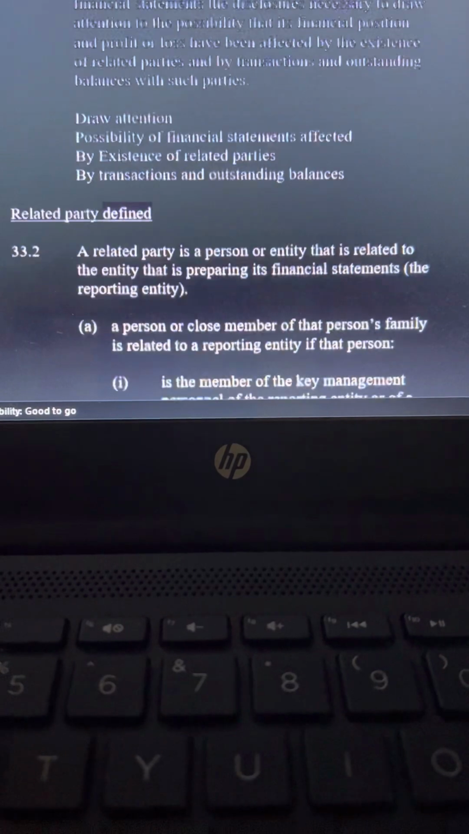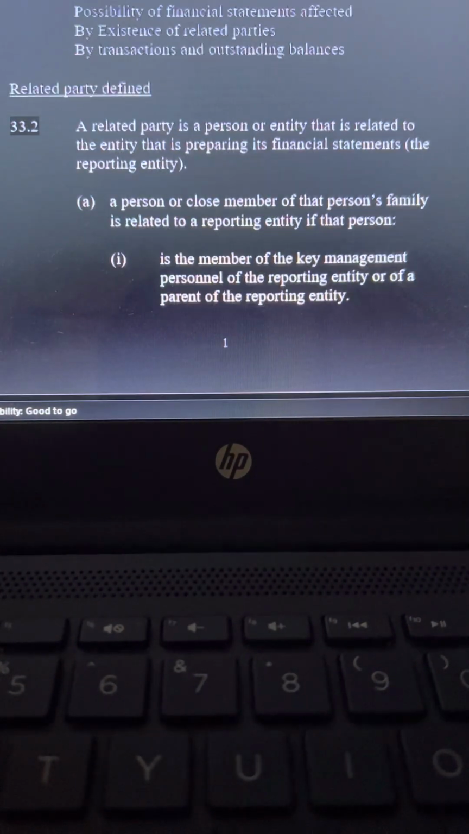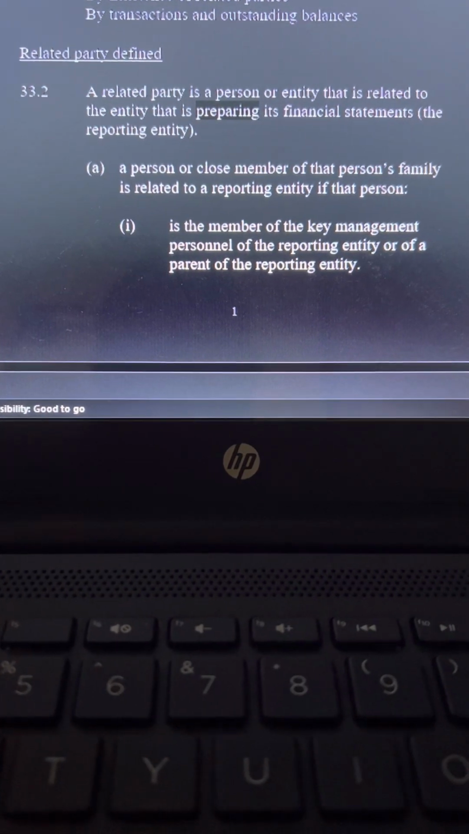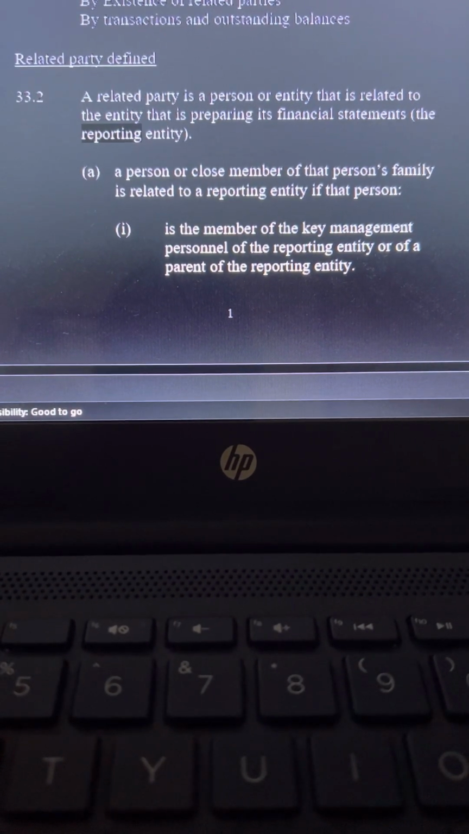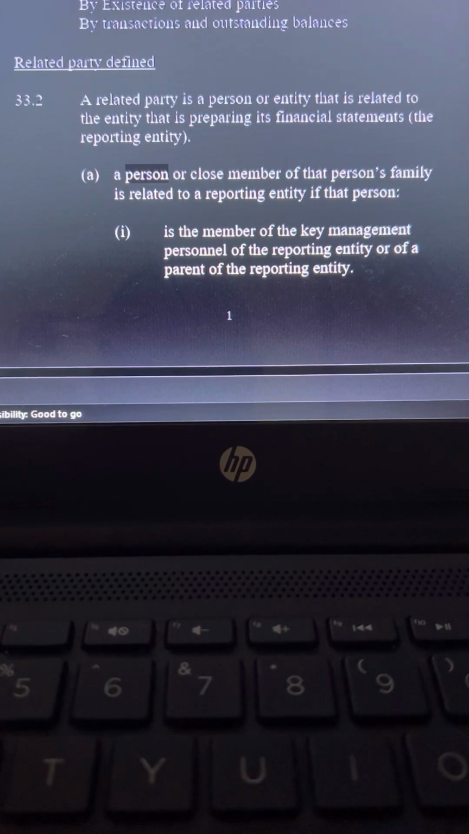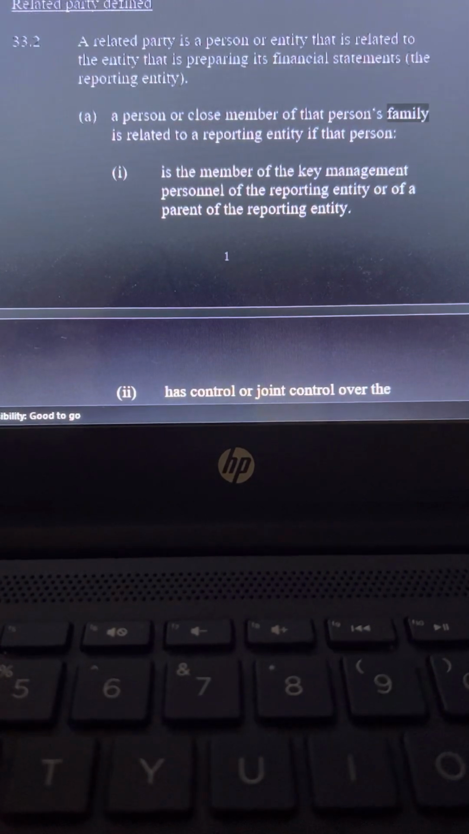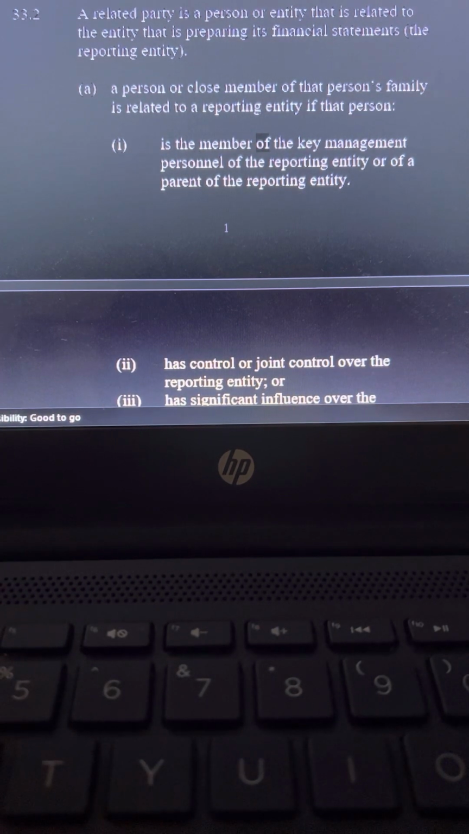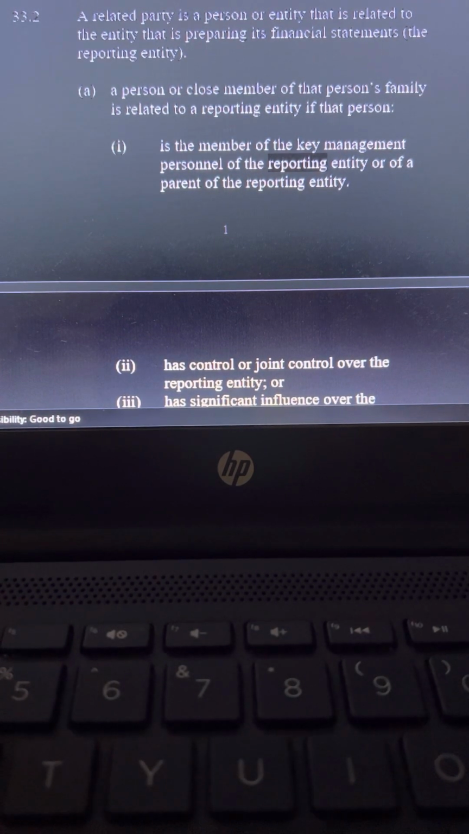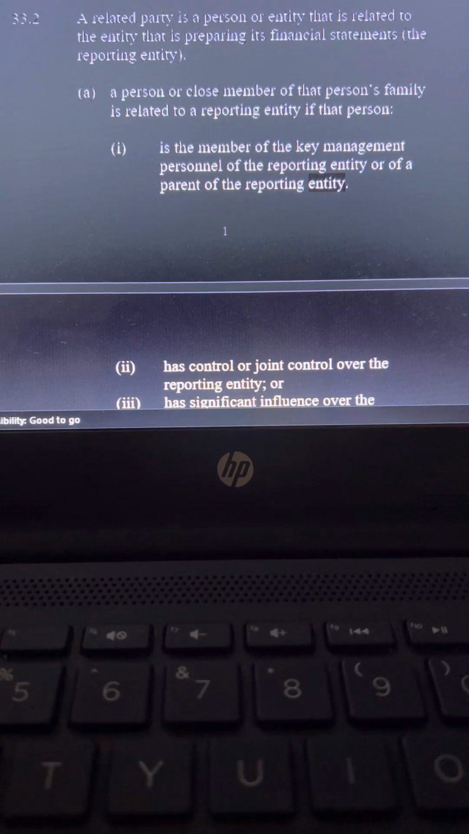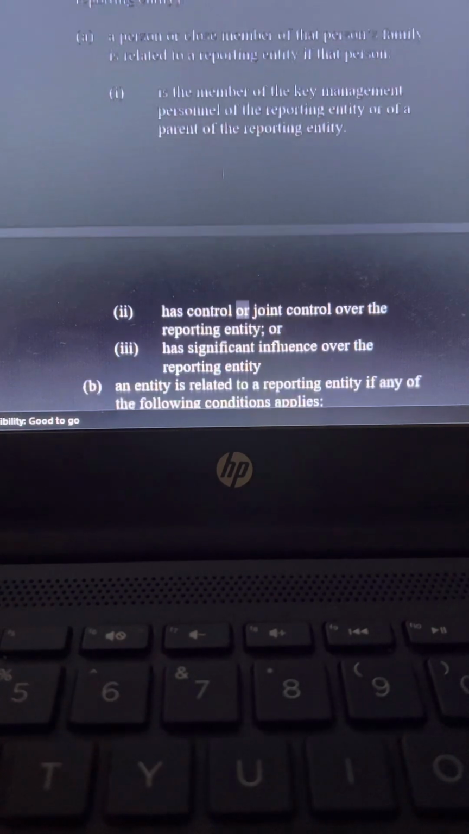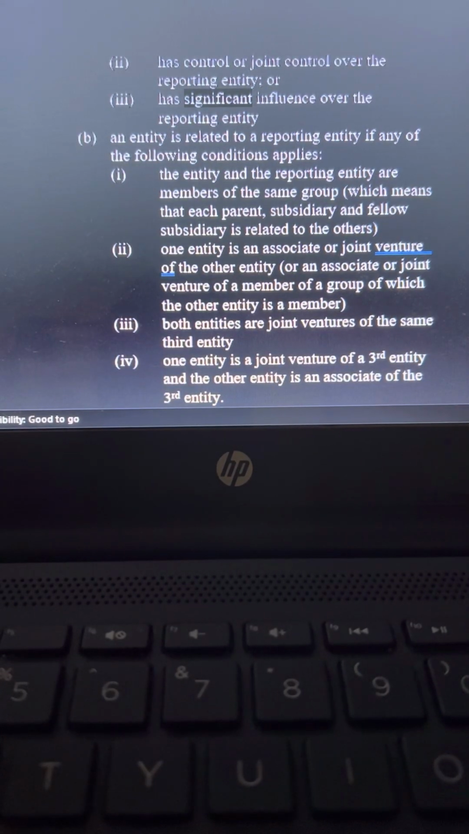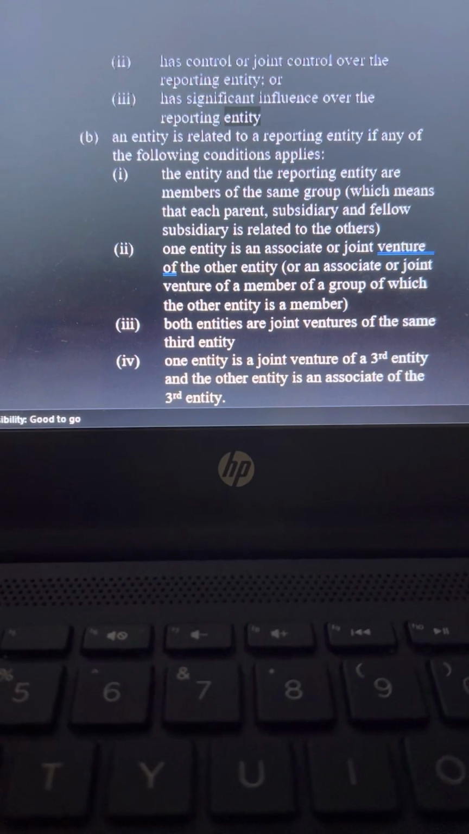Related party defined. 33.2 A related party is a person or entity that is related to the entity that is preparing its financial statements, the reporting entity. A person or close member of that person's family is related to a reporting entity if that person is a member of the key management personnel of the reporting entity or of a parent of the reporting entity, has control or joint control over the reporting entity, or has significant influence over the reporting entity.